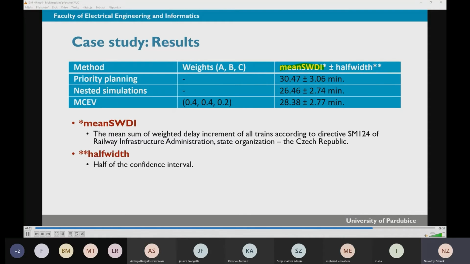The best setup of criteria weights so far was 40% for track availability, 40% for track sufficiency, and 20% for platform distance. This shows that criteria A and B are nearly of the same importance, while criterion C is not so useful in minimization of delay. The method of multicriteria evaluation of variance exceeded the priority planning in all setups. The method of nested simulations achieved even better results with just one nesting, but its calculations were really time-consuming.